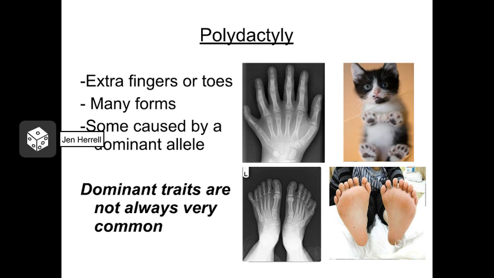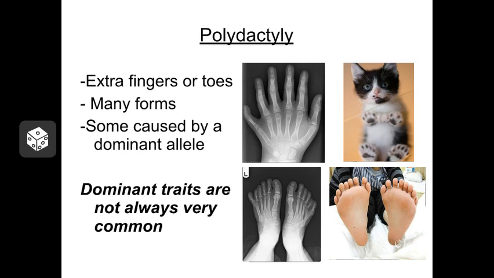Polydactyly is the formation of extra fingers and or toes. Now there are many different causes of polydactyly, but the most common forms are caused by a dominant allele. So this is a condition that can be inherited and can be passed down from one generation to the next, and it tends to not skip generations. So if it exists in a family, it tends to show up at least once in every generation.